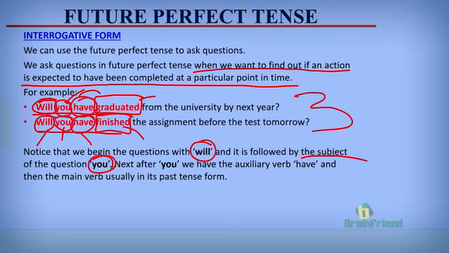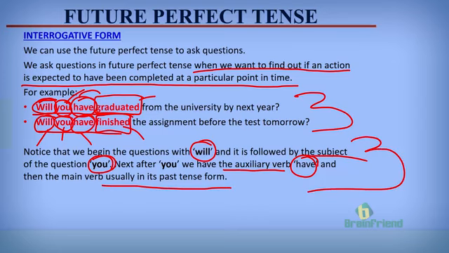And next after you, we have the auxiliary verb have and then the main verb, which usually is in its past tense form. So this is the formula for asking questions in the future perfect tense.